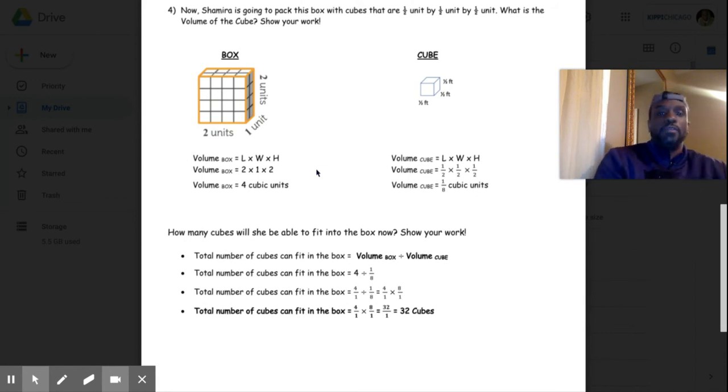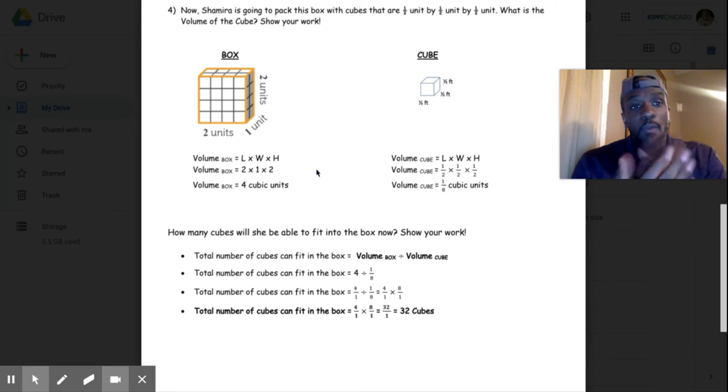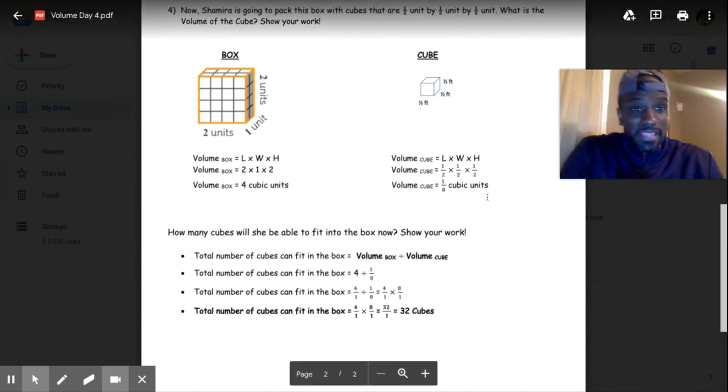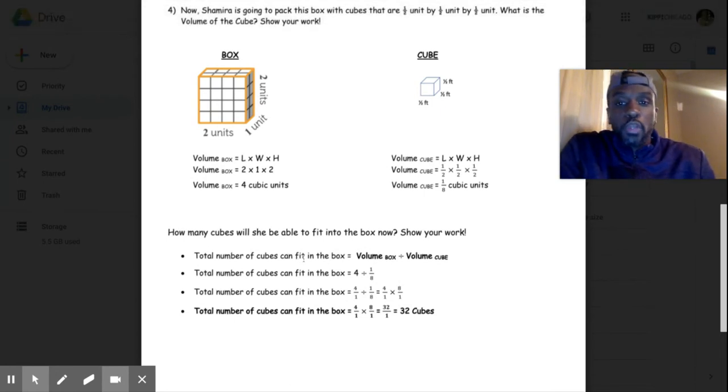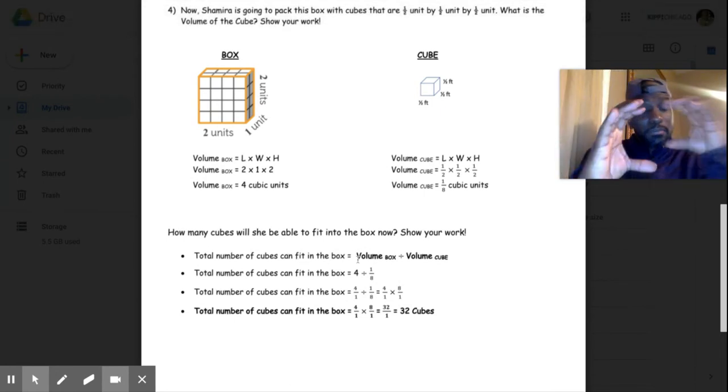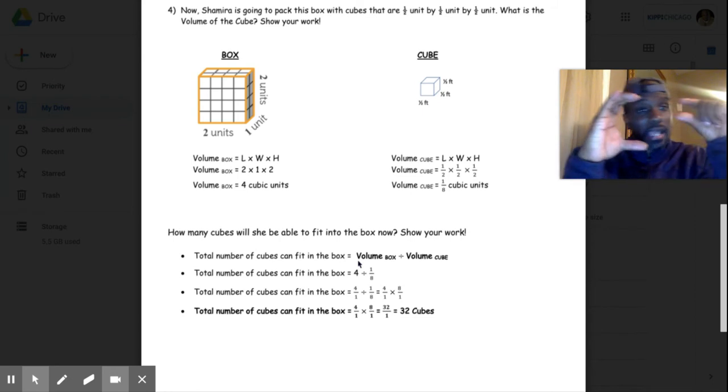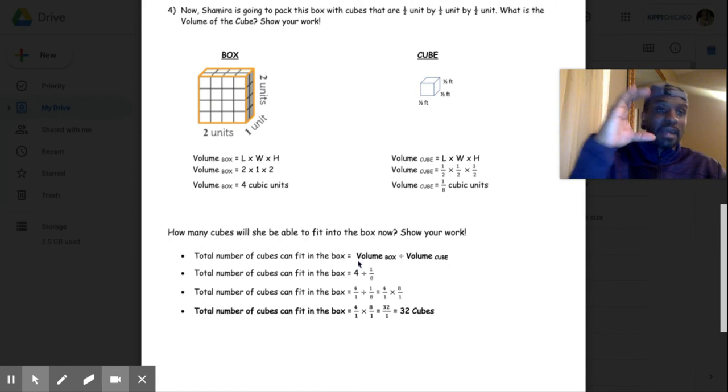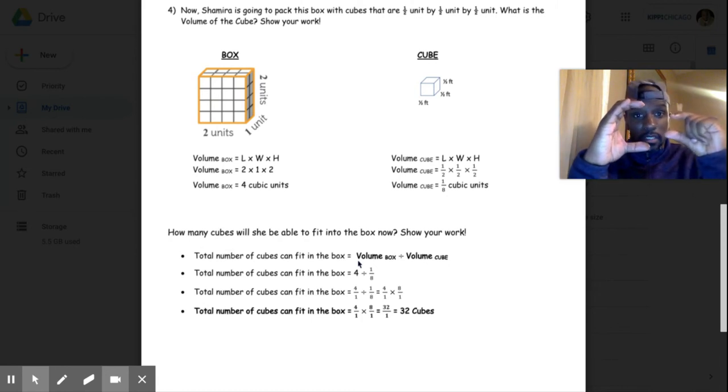Okay, here we go. Now, so I have a box that is 2 by 1 by 2. That's the total volume of the box is 4 cubic units. I have a cube that is 1/2 by 1/2 by 1/2. That is 1/8 cubic units. So here we go. Total number of cubes that can fit into this box. I'm trying to put these tiny cubes into this big box. I know the volume of my box. I know the volume of my little cubes. The box is 4 cubic units. The cubes are 1/8. So 4, how many 1/8s can go into 4?